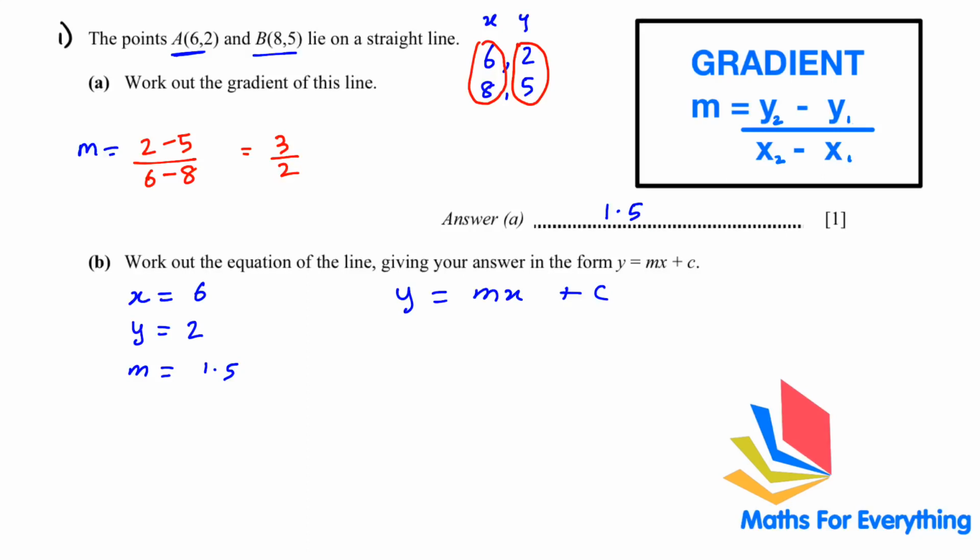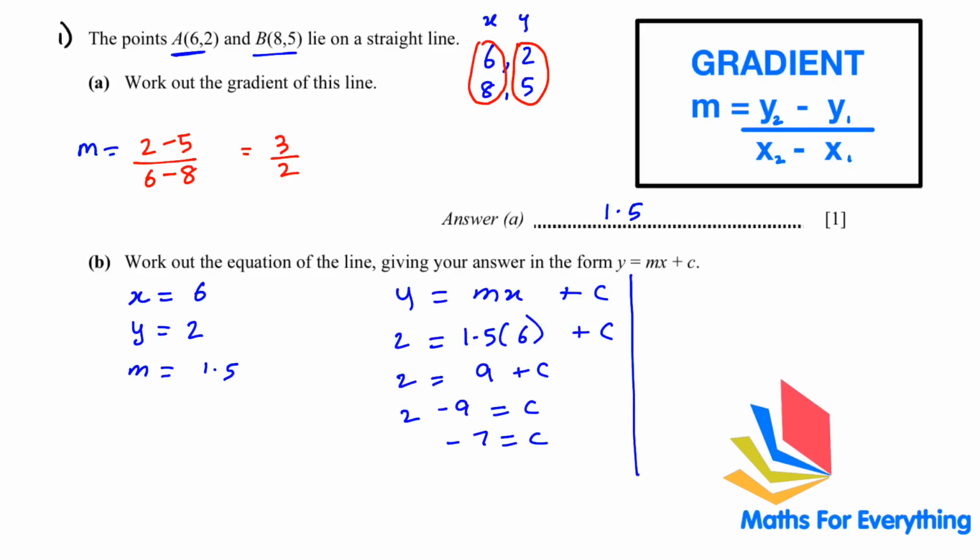Y is 2, gradient is 1.5, and x is 6. 1.5 multiplied by 6, 9 plus c. 9 when we move to the other side will be negative. So 2 minus 9 is equal to c. Negative 7 is equal to c.